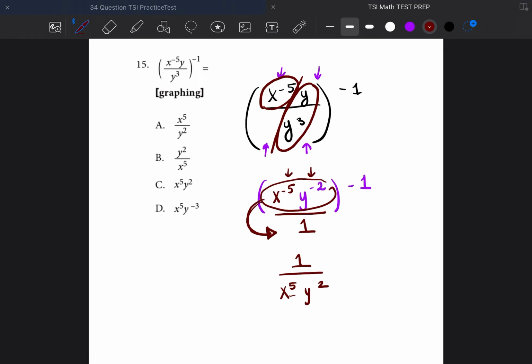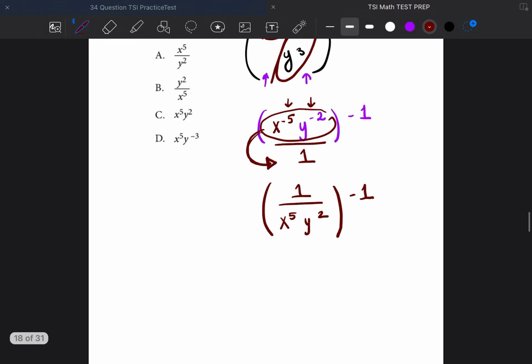All right, so now we have everything finished on the inside of the parentheses. Now we have this negative 1 on the outside. What do I do with it? Well, we want to view this as two parts. First, we're going to deal with the negative, and then we're going to deal with the 1. Anytime you have a negative exponent on the outside, what you do to make it positive is flip it.